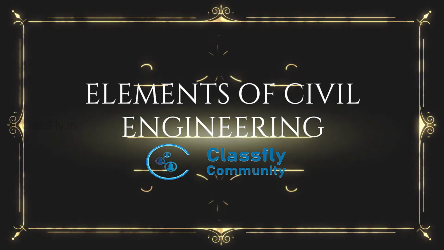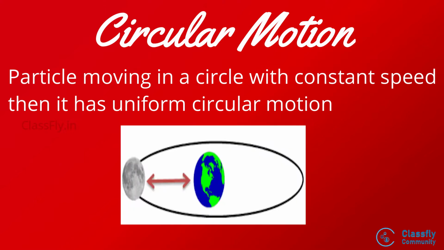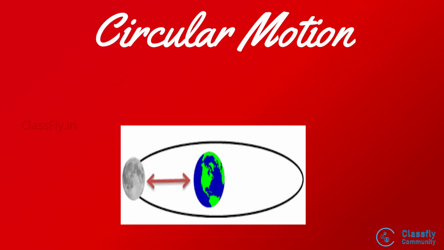Hi guys, today let us study about the curvilinear motion of the particles. Well, what is circular motion? When a particle moves in a circle with constant speed, then the motion is known as uniform circular motion. Now let us see some terms related to the circular motion.